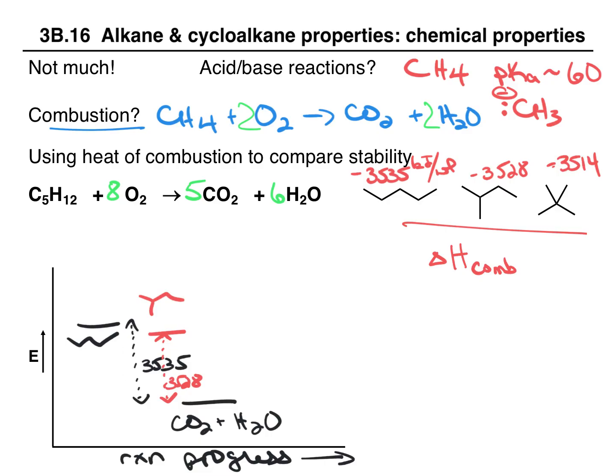And then finally, if we look at the third one, let's say this represents the energy of our third isomer, where this difference is 3514. So what do we do with this information? Because all three of these combustion reactions have the same ending point, by measuring the heat of combustion, we can figure out the starting point. And we can see that there is a difference in the starting energy of the different molecules. So this isomer is less stable than the other two. This isomer is more stable than the other two, and this guy is right in the middle.